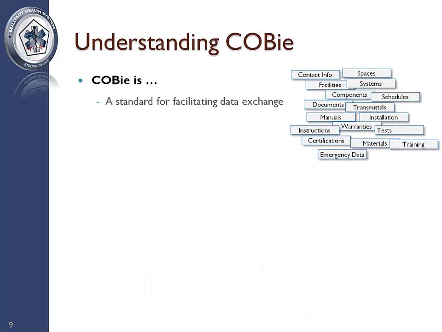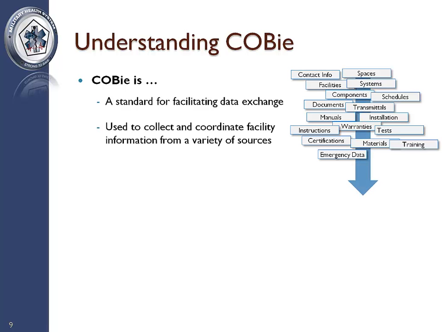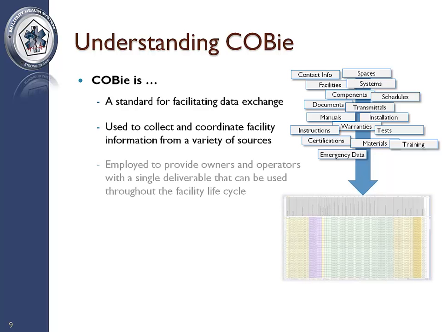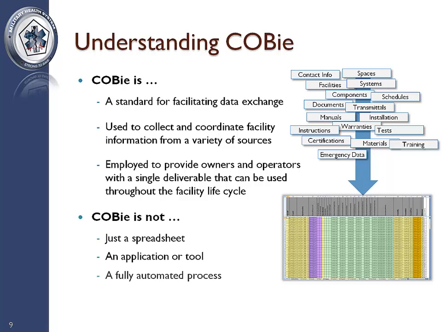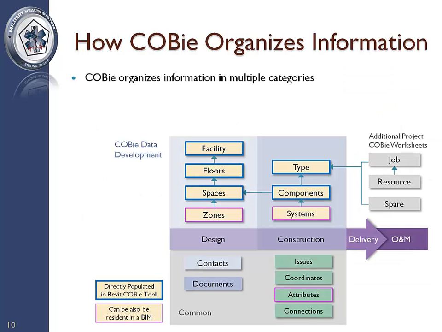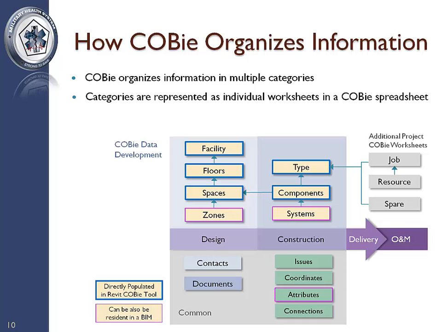COBie is a standard for facilitating data exchange, used to collect and coordinate facility information from a variety of sources, employed to provide owners and operators with a single deliverable that can be used throughout the facility lifecycle to include facility management. COBie is not just a spreadsheet, an application or tool, or a fully automated process. COBie organizes information in multiple categories. Categories are represented as individual worksheets in a COBie spreadsheet.